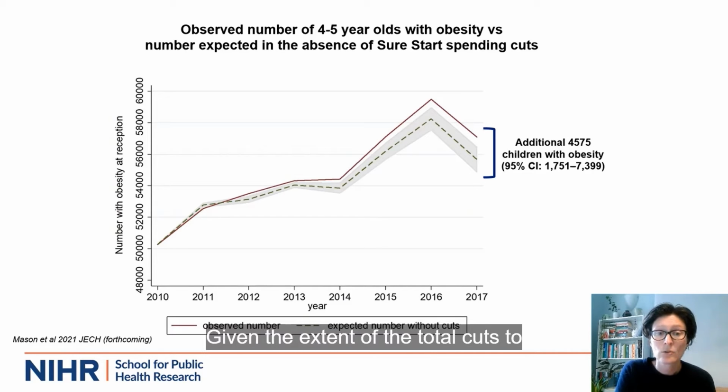Given the extent of the total cuts to Sure Start over the study period as a whole, we estimate that by 2017 there were an additional 4,500 children with obesity when they started school, over and above what would have been expected if spending had remained at 2010 levels. This relationship was similar regardless of how deprived an area was, but because more deprived areas were subject to far deeper spending cuts, in absolute terms we expect the impact on obesity prevalence will have been greater in those areas.